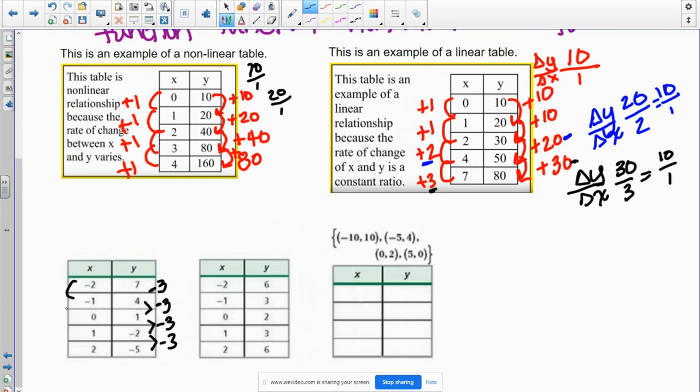We'll look at the x's. Negative 2 to negative 1, you're adding 1. Negative 1 to 0, you're adding 1. 0 to 1, you're adding 1. 1 to 2, you're adding 1. So our rate of change: the change of the y's are going down by 3 as the change of the x's are increasing by 1. So that is definitely a rate of change that is constant. So this is a linear function.